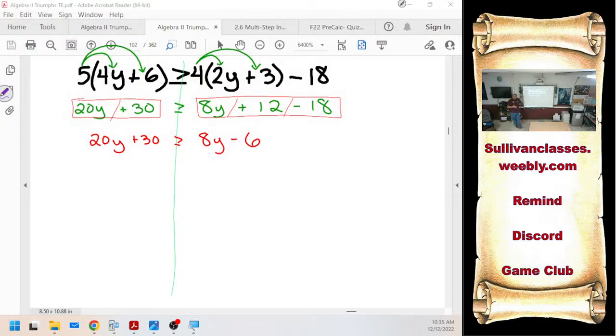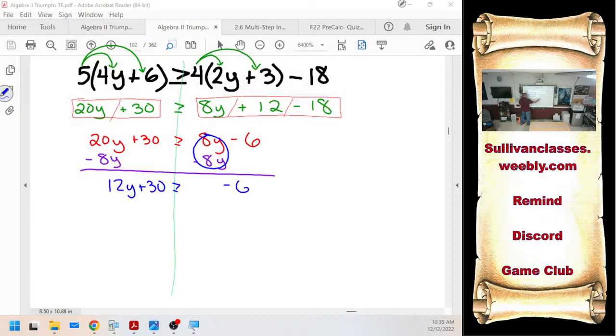Now we need to, what we had said before is just move something. But what we started doing with this section was we want to move our variables first because we want our variables on the left when we're done anyway. So I'm going to start there. You notice every step along the way, I'm still doing all my old stuff. I'm saying 8y minus 8y is 0. I'm showing that this is 12y plus 30 greater than or equal to -6.